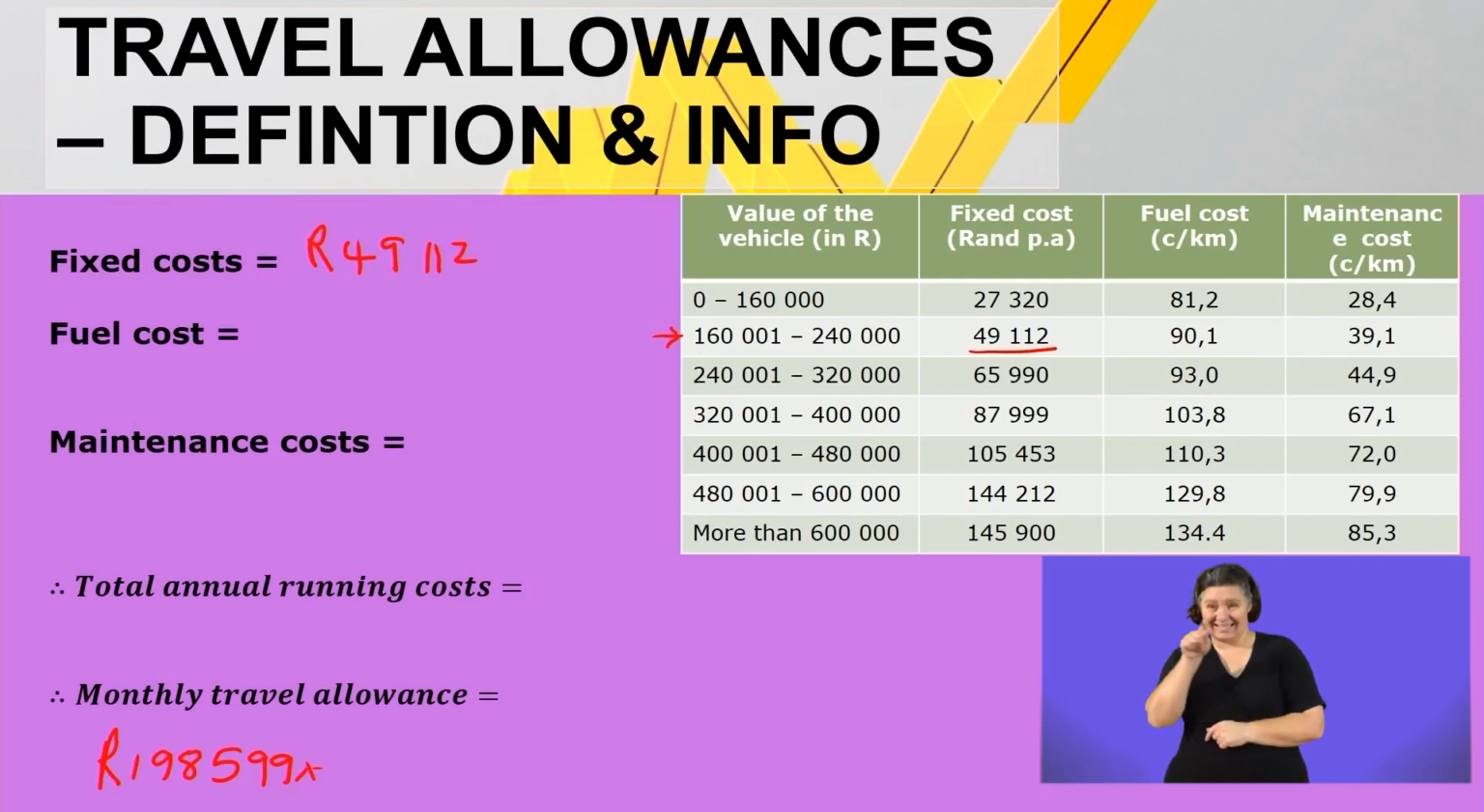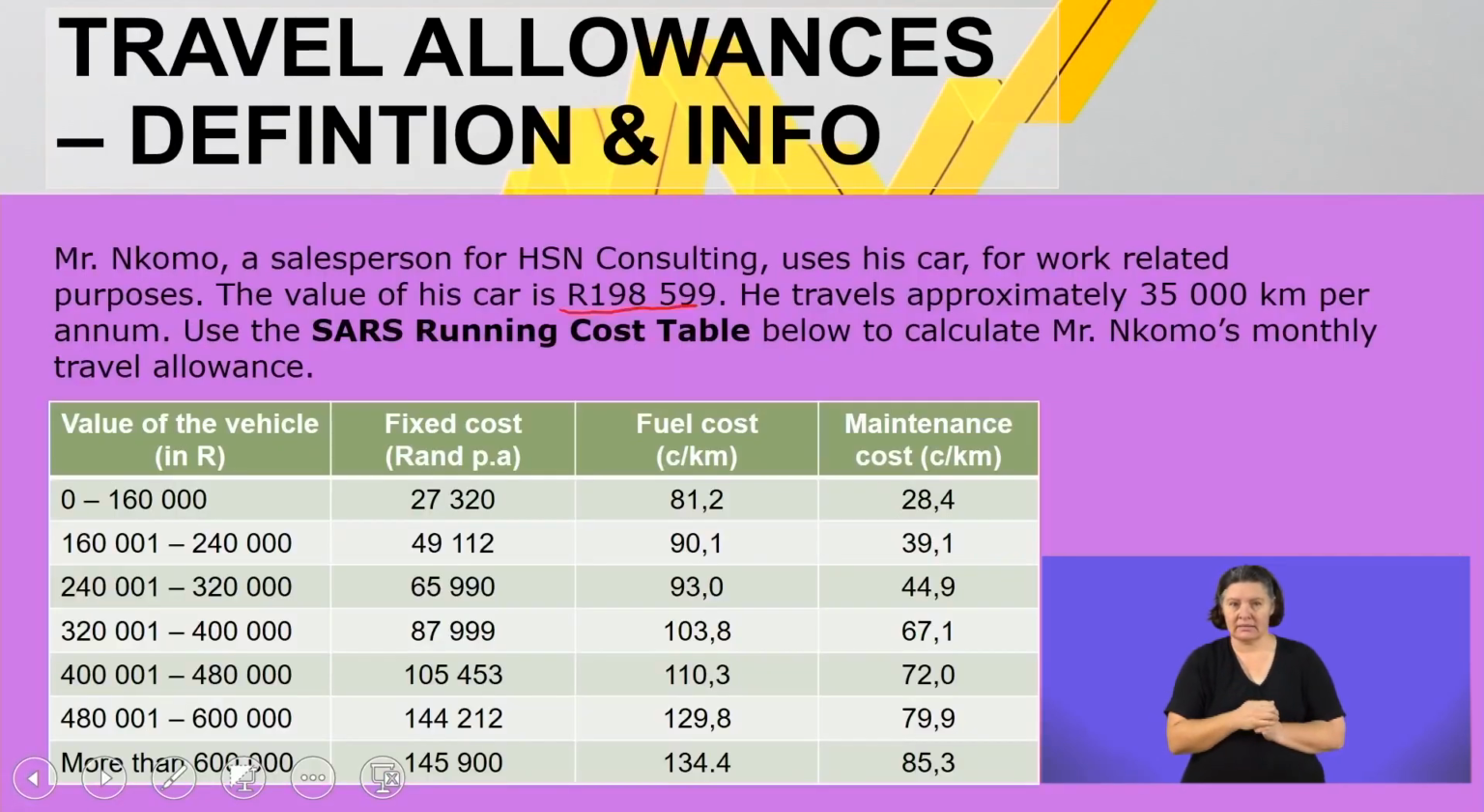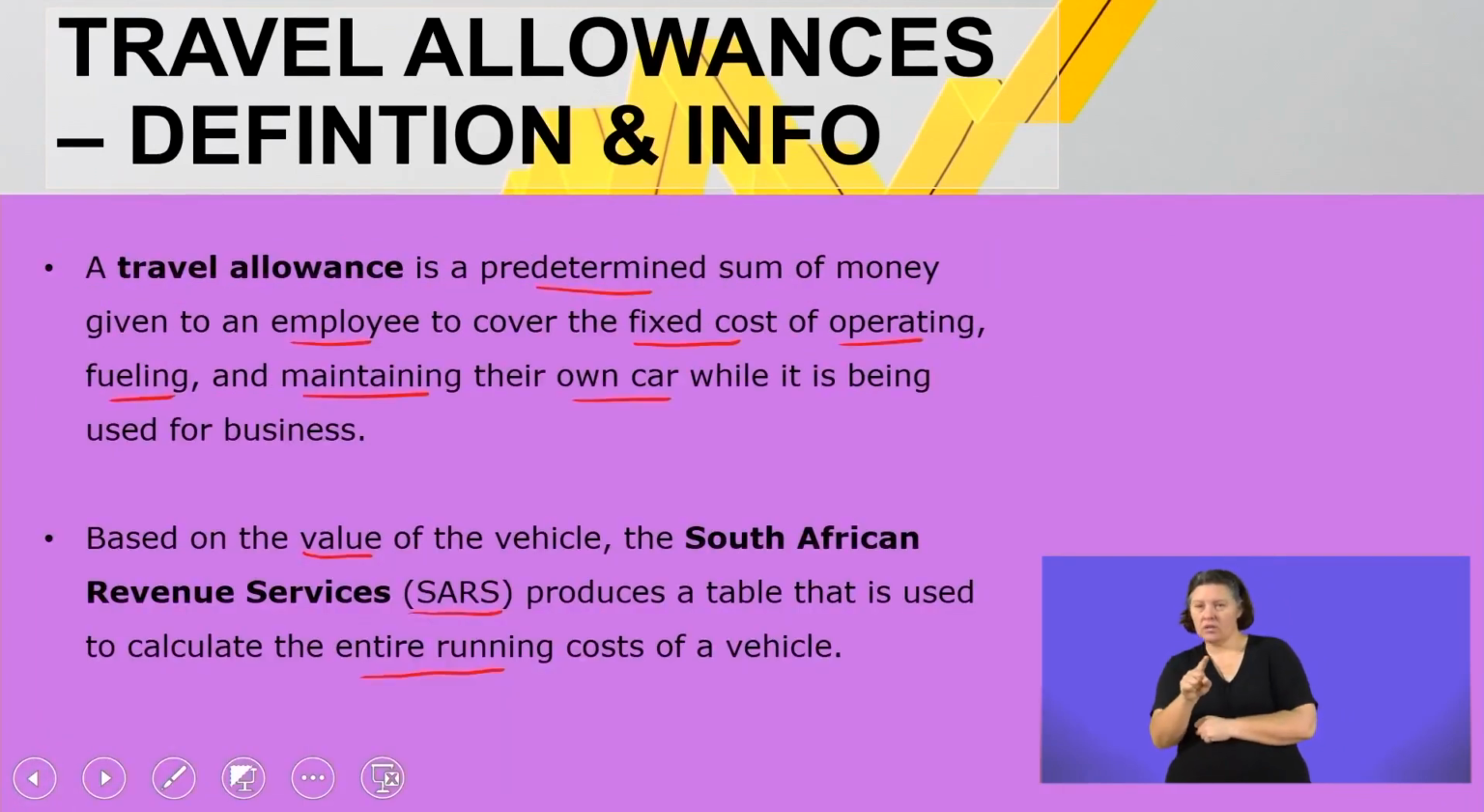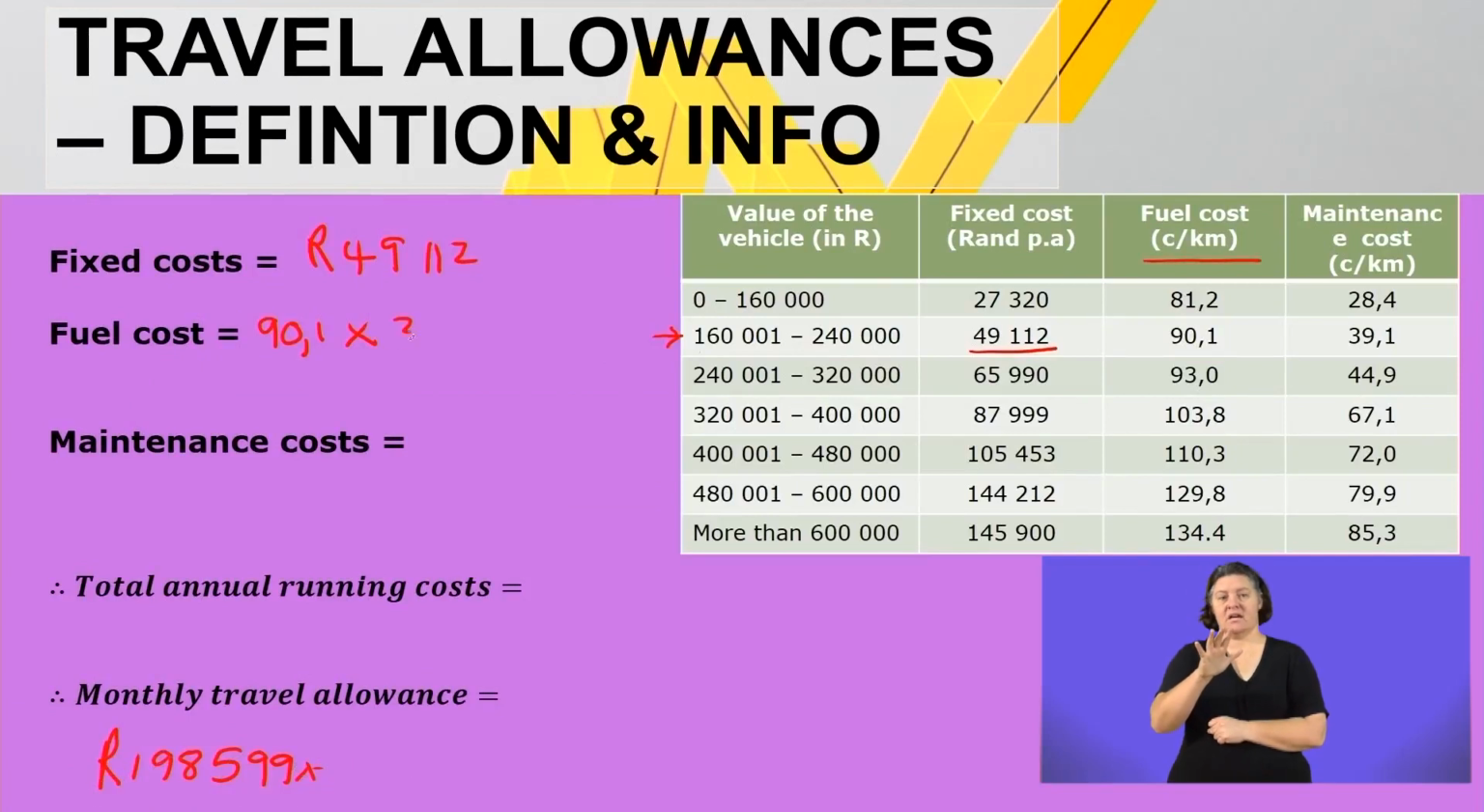Then for the fuel cost, if you can see here, fuel cost is indicated as cents per kilometer. That is 90.1 cents per kilometer. Now I'm saying it's 90.1 multiplied by how many kilometers he traveled this specific year, 35,000 kilometers per year. So let's quickly calculate 90.1 multiplied by 35,000. That should give you 3,153,500. Remember now that is cents.